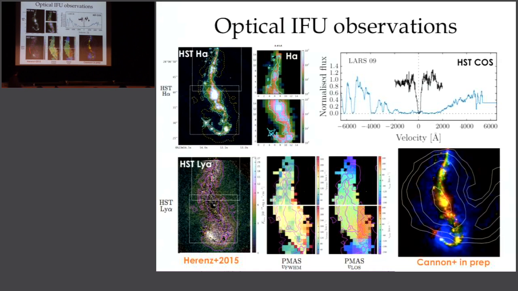So here's the HST Lyman-alpha image. This is just a showcase for one galaxy. We have observations from the PMAS IFU on Calar Alto. This is a velocity dispersion map and line of sight velocity field map. This observation is from Calar Alto, and this is a paper by Christian Herenz at Potsdam.